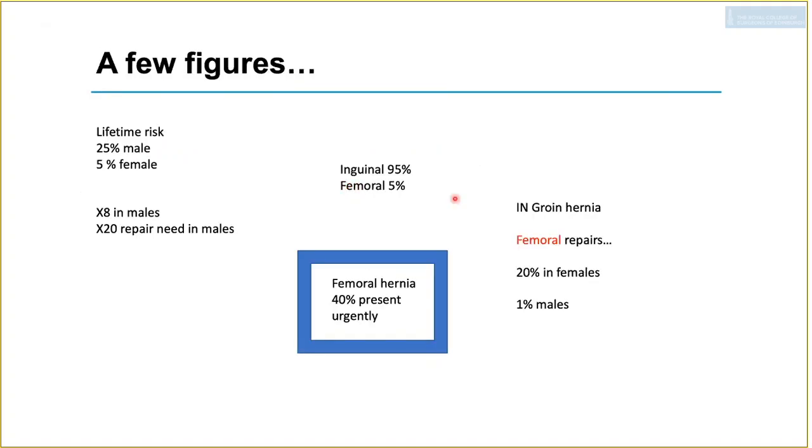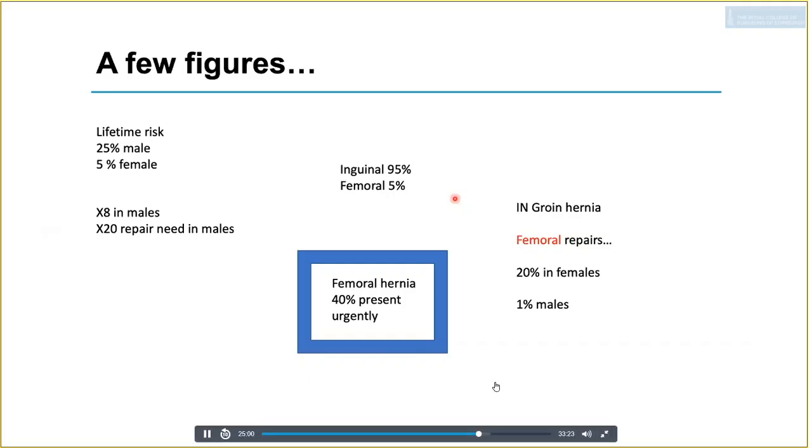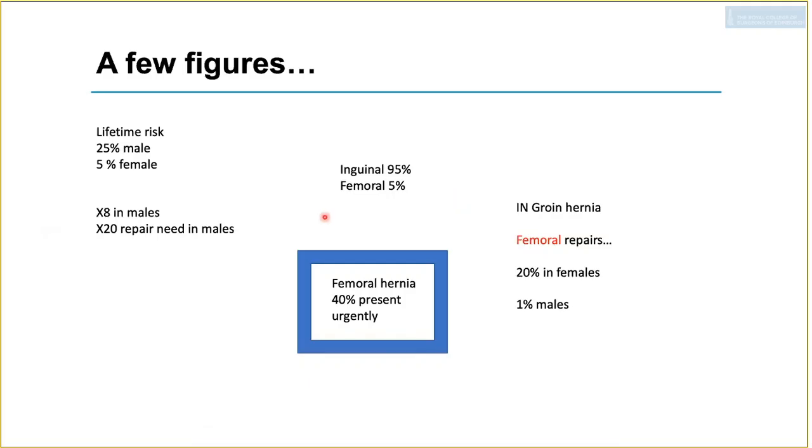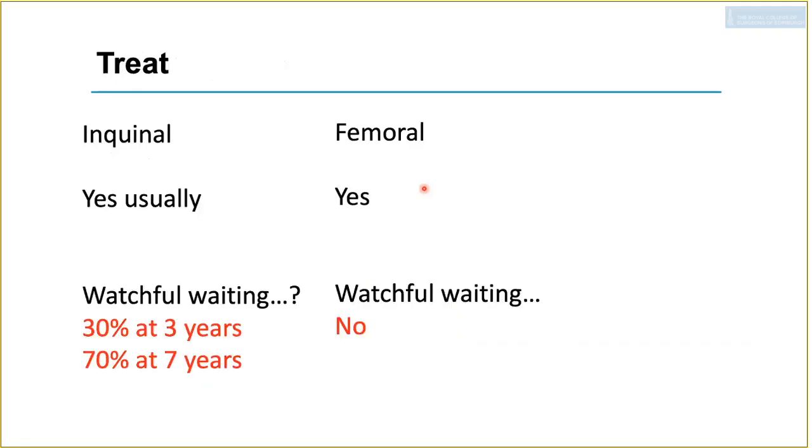I'm going to fry your heads with these figures, and in fact I'm not. I'm going to just quickly go through this. But I think the important thing is to say that inguinal hernia is commoner than femoral by a long way, but if you have a femoral hernia, 40% of them will present urgently. So they're more likely to need urgent treatment. If you have a femoral hernia, it's more likely in females that you would need a repair. But remember, here's the important figure: inguinal are by far and away more common than femoral hernia.